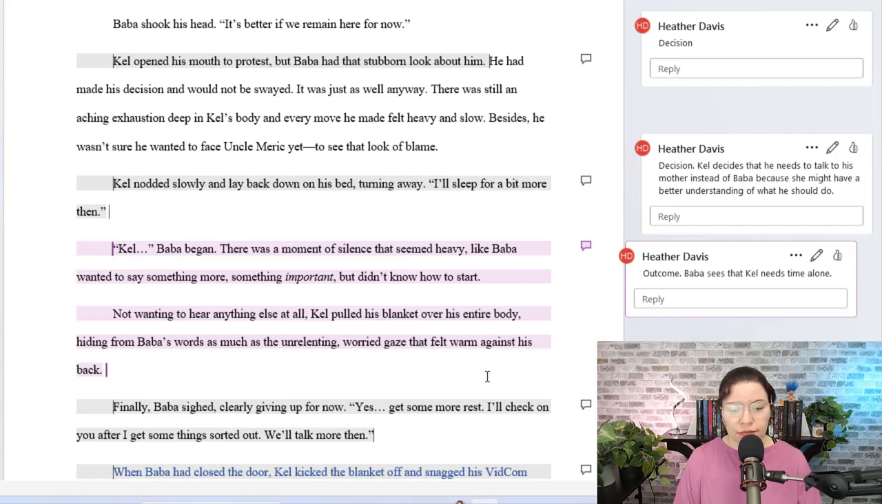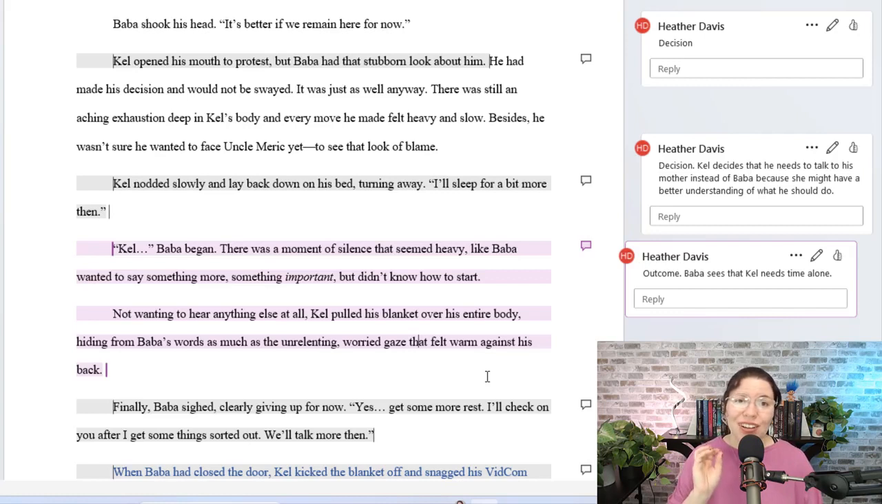Okay, so this is the scene ending. It's a strong scene ending because, first of all, it's rolling directly into something that happens next. We stay in the same room with Kel, and he gets up and calls his mom. But by saying "we'll talk more then," it hopefully is giving the reader a hint that there is more to talk about, that Baba has more to say.